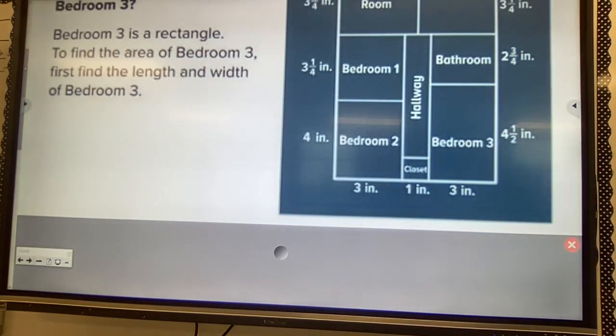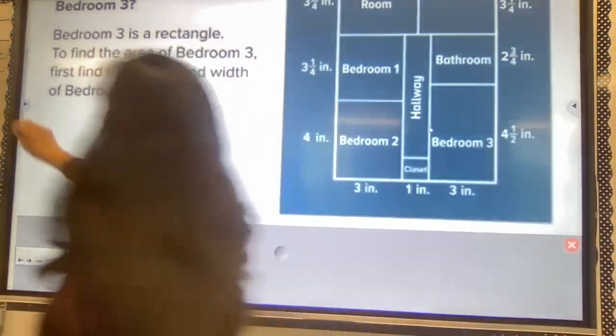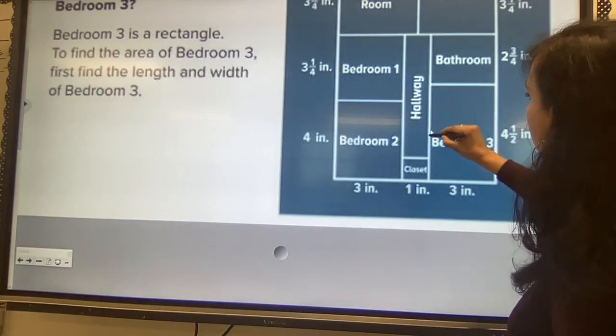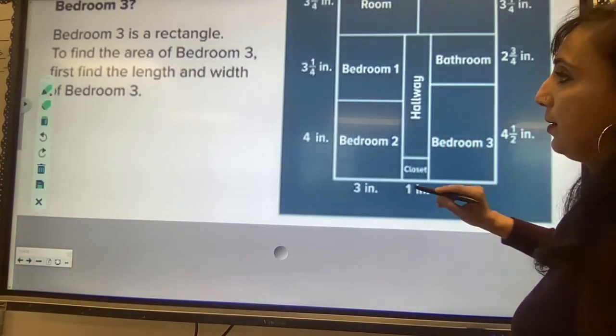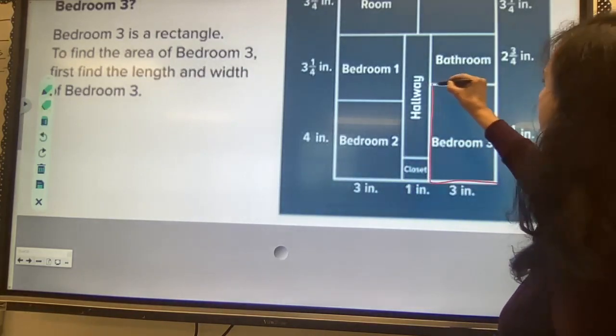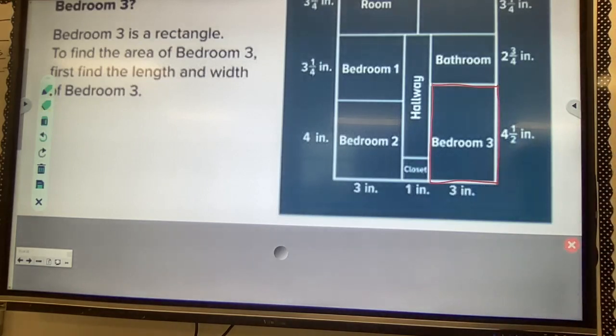Okay, so we're trying to find the area of bedroom 3 now. And so first I have to look at what the scale is. It's saying 1 inch is 3 feet. And so I am going to highlight bedroom 3. Okay, here is bedroom 3. And we are trying to find the actual measure of bedroom 3.